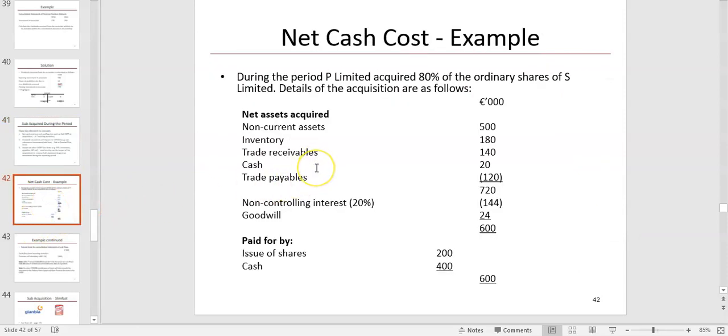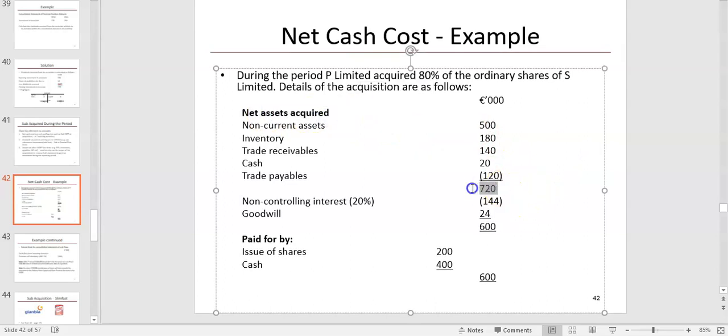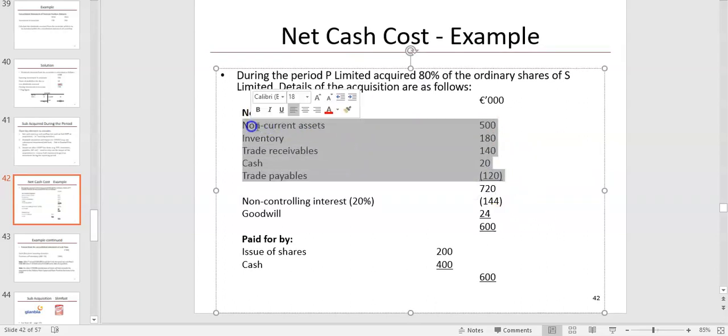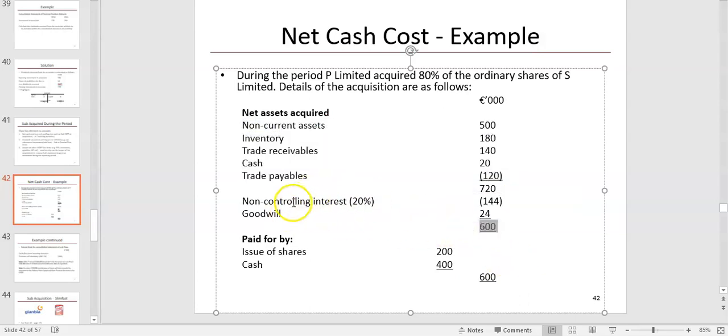So for example, let's take a small example about the net cash cost, which is the obvious one in terms of how much did you actually buy it for. During the period, P Limited, the parent, bought 80% in S Limited, and the details of the acquisition are as follows. They got net assets of 720, which are made up of those assets and liabilities. They paid 600 and they valued the NCI at 144. So that means goodwill was 24. And they paid for that by cash 400,000 and an issue of shares 200,000.